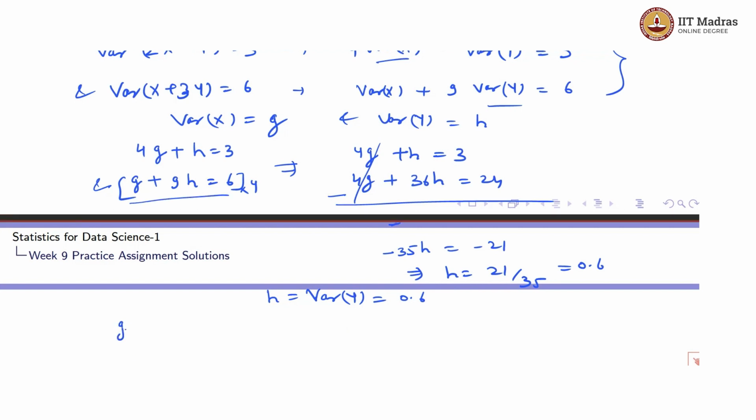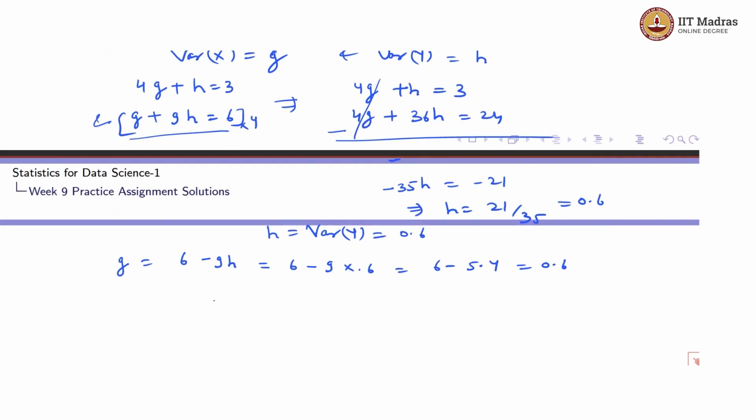Okay, so g is equal to 6 minus 9h, which is equal to 6 minus 9 into h, where h is 0.6, so 6 minus 5.4 is equal to 0.6. And g is what we have as variance of x. So variance of x is equal to 0.6. We have variance of x is 0.6, variance of y is 0.6. So the value of variance of x plus variance of y is nothing but 0.6 plus 0.6, which is 1.2. So this is our answer.